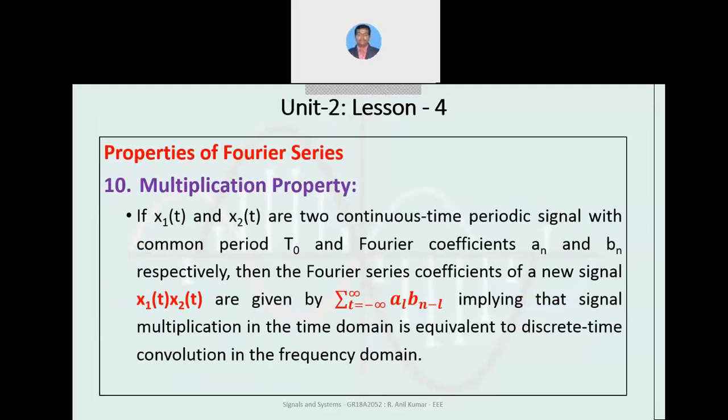Next is the multiplication property. Considering x1 and x2 two signals with an and bn as coefficients, the Fourier series coefficients of a new signal x1 of t into x2 of t will be the summation l equals minus infinity to infinity of a suffix l into b suffix n minus l, implying that signal multiplication in the time domain is equivalent to discrete time convolution in the frequency domain.